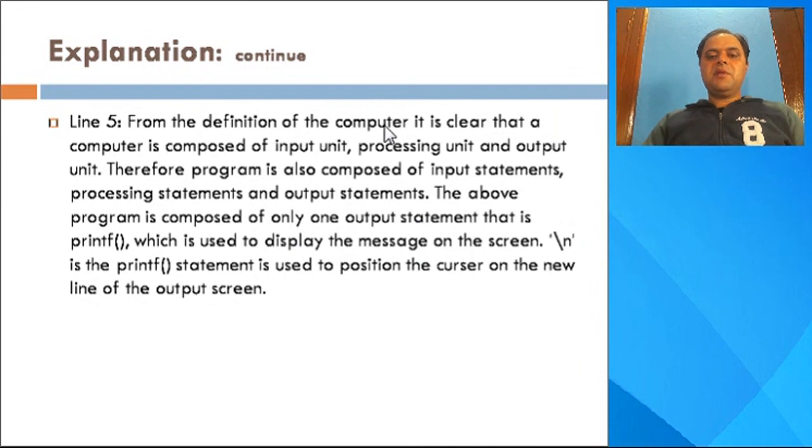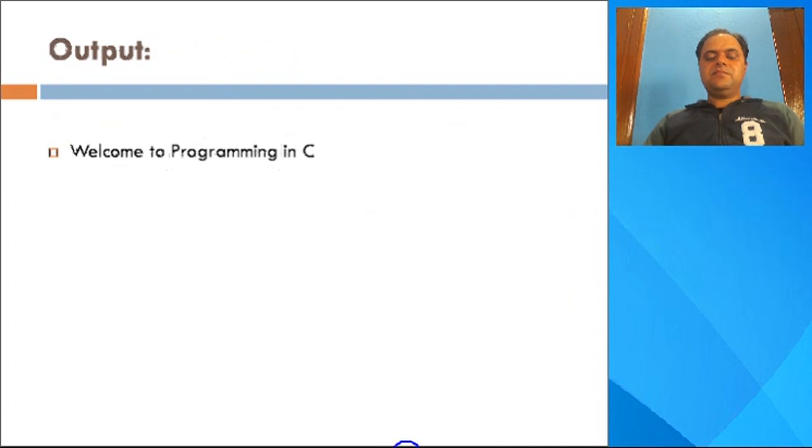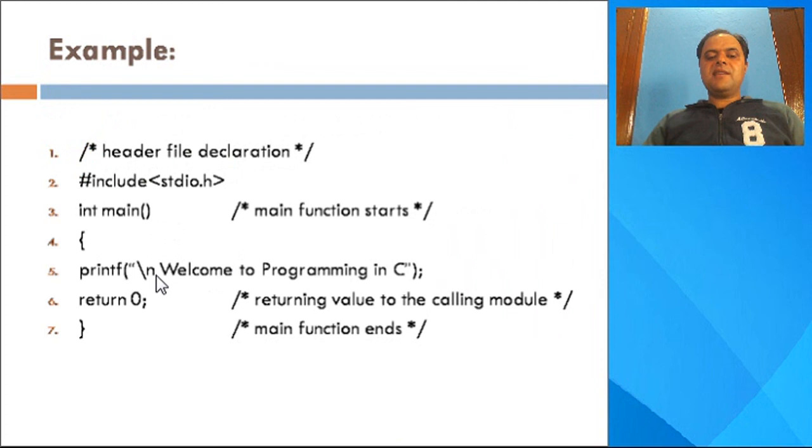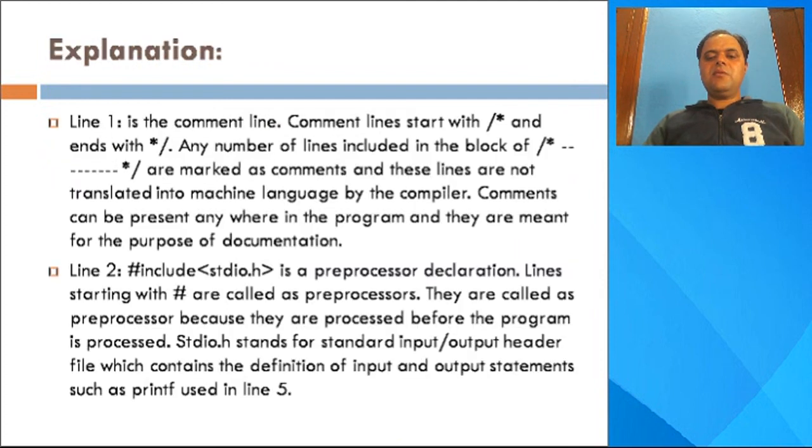Line 5. From the definition of the computer, it is clear that a computer is composed of an input unit, process unit, and output unit. Therefore, a program is also composed of input statements, process statements, and output statements. This program is composed of only one output statement, that is printf, which is used to display a message on the screen. We have used slash n in the printf statement, which is used to position the cursor on a new line of the output screen. So this slash n will place the cursor on the new line, and then it will display this welcome to programming in C on the output screen.